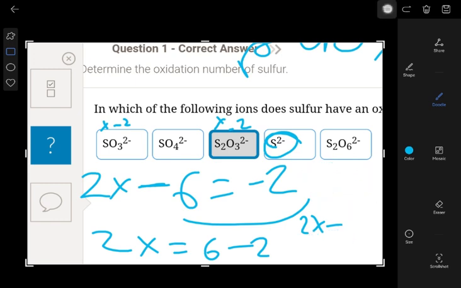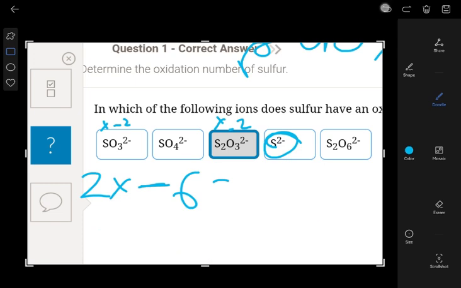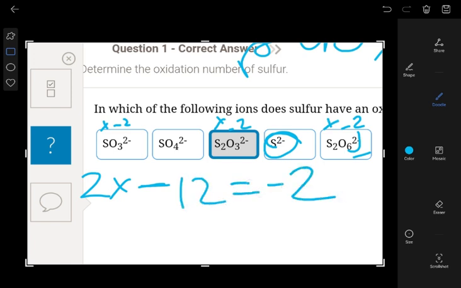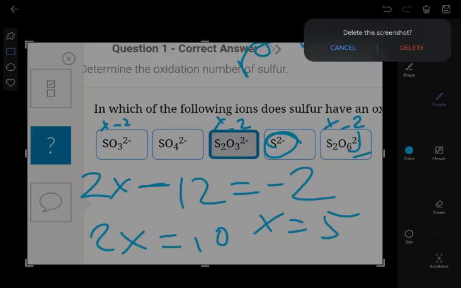I'll also try this one to show you how it would work. Here, instead of being 6, it would be 6 times -2, so it would be -12, equals -2. Take it to the other side. 2x equals 12 minus 2, which is 10. X equals 5. It's more than double what we're looking for.